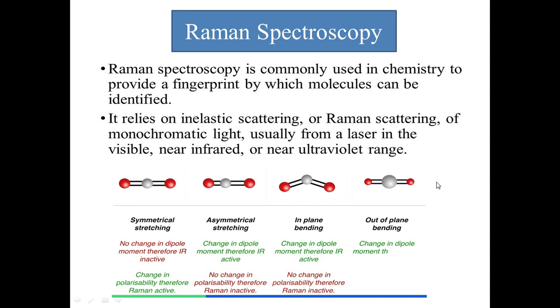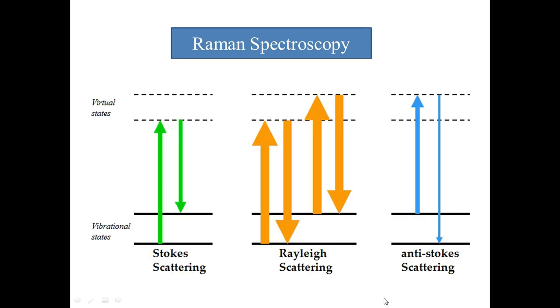In symmetrical stretching there is no change in dipole moment, so IR is inactive, but there is a change in polarizability, therefore Raman is active. Asymmetric stretching has a change in dipole moment, so IR is active, and no change in polarizability, so Raman is inactive. In-plane bending, IR is active, there is no change in polarizability, so Raman is inactive. Out-of-plane bending has a change in dipole moment, with no answer for Raman spectroscopy.